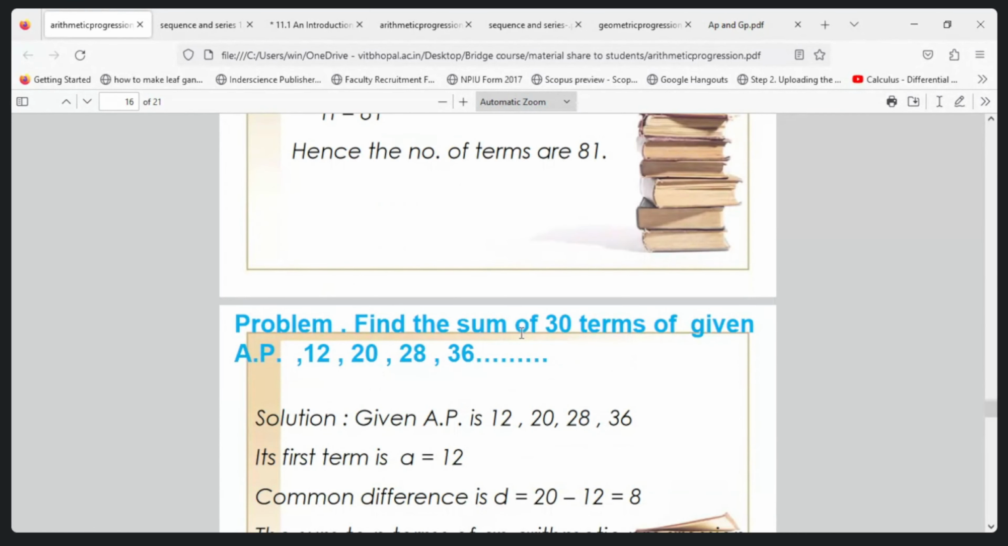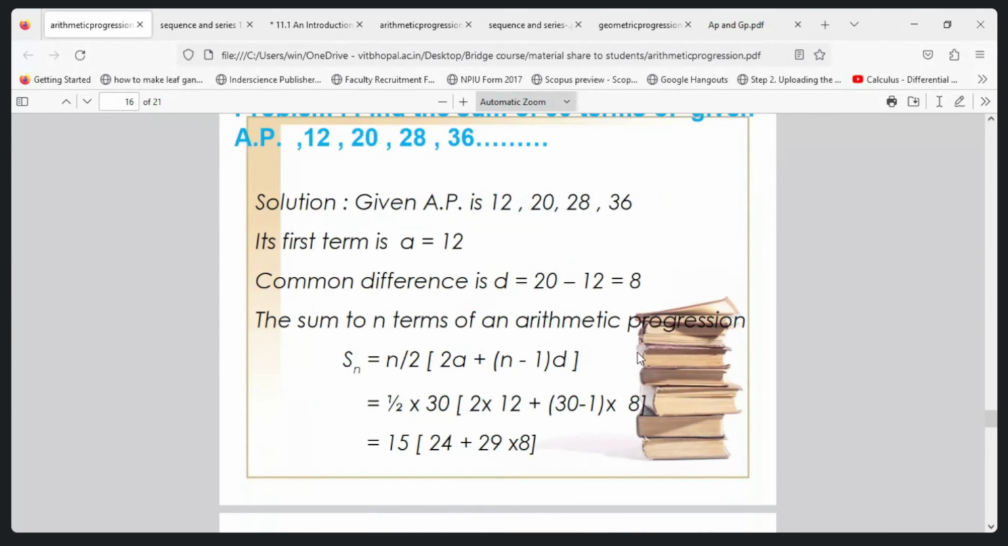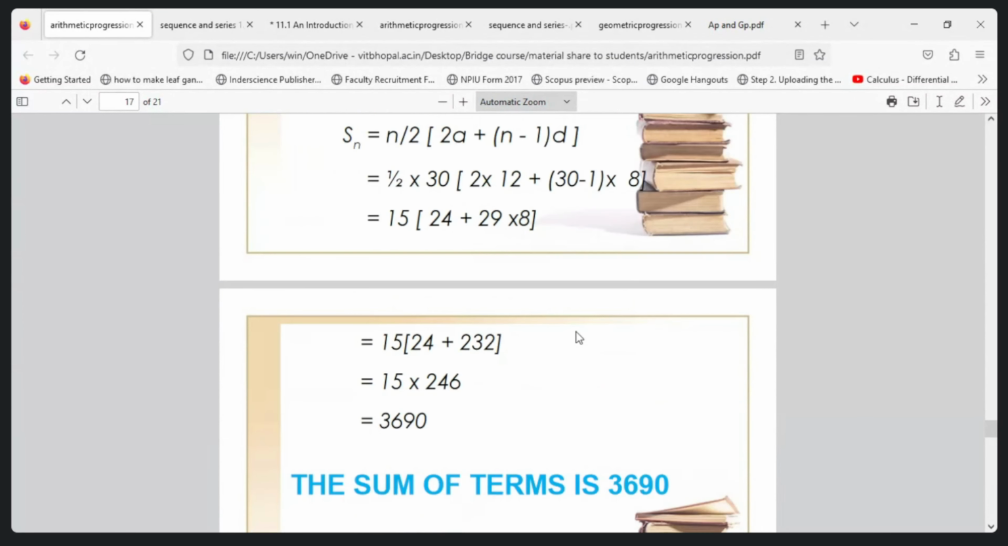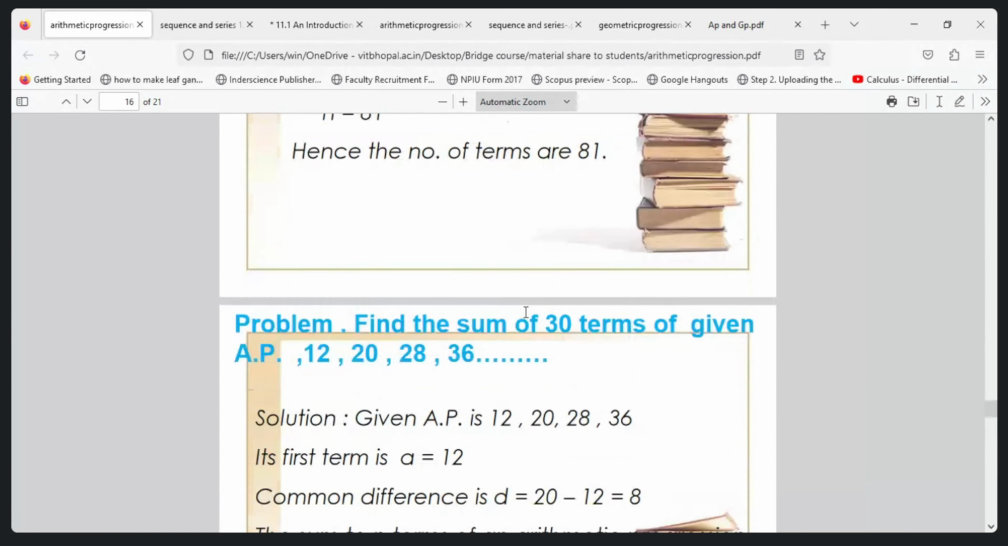Now find the sum of 30 terms of the given AP: 12, 20, 28, and 36. A is equal to 12, D is equal to 8. So Sn is equal to n by 2, 2a plus (n minus 1) into d. So that is equal to 3693. The sum of that many terms is 3693.